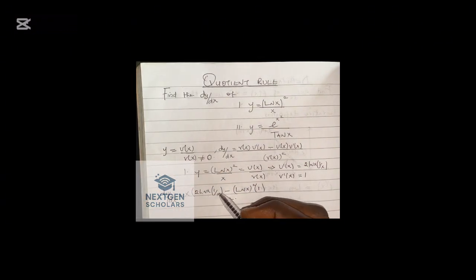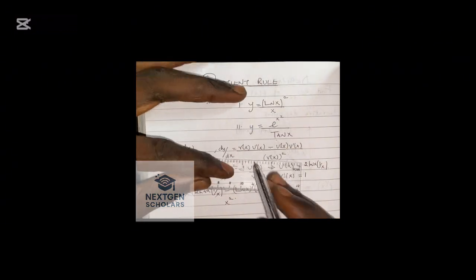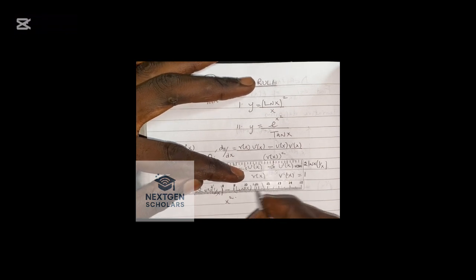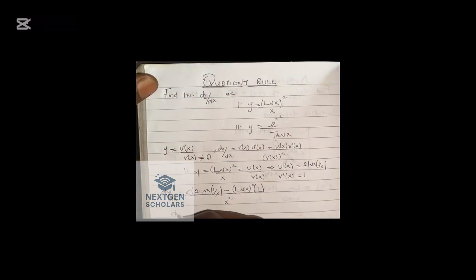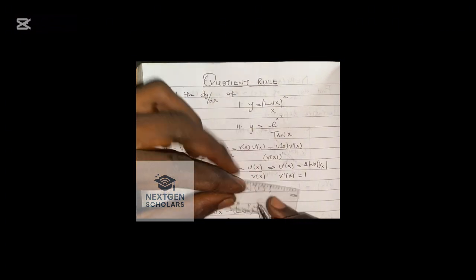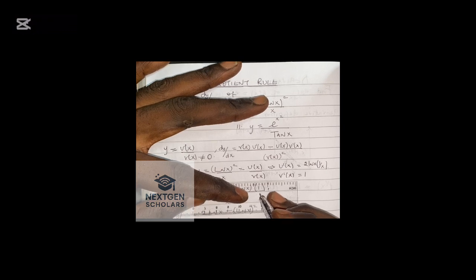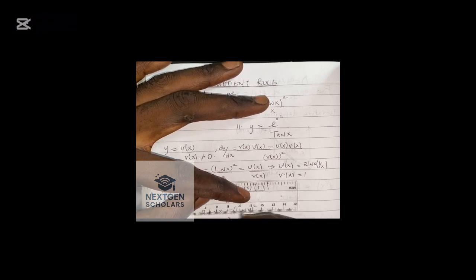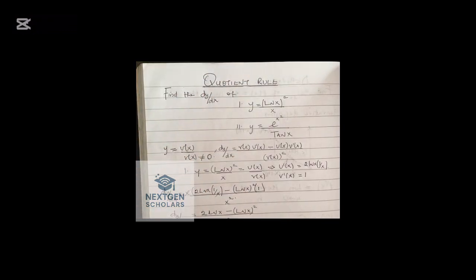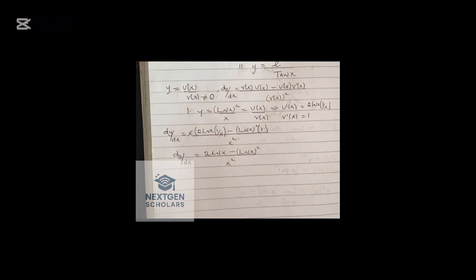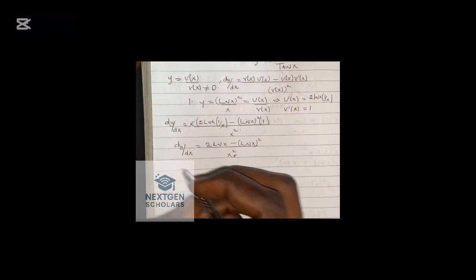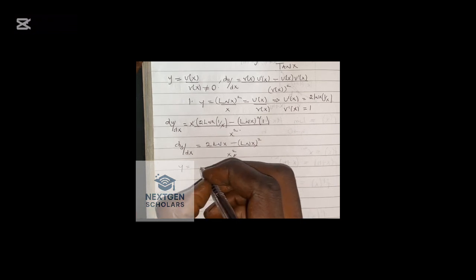That is what we need. Now we know that this can cancel out, and finally our answer will be dy/dx equals 2 ln x minus (ln x) squared, all over x squared. That is the answer to this problem. Now if you like, you can factor out ln x, that is a choice.